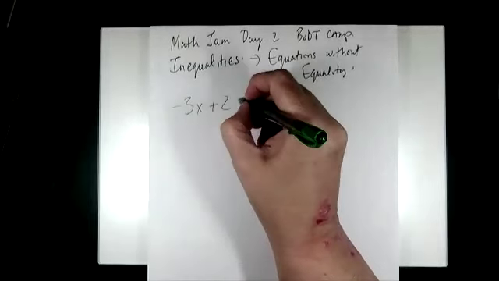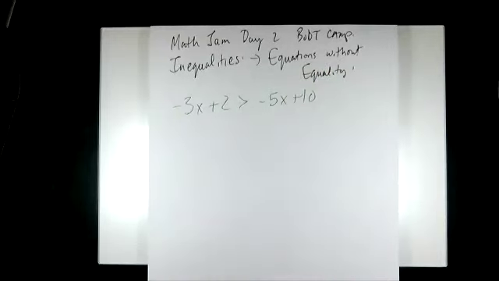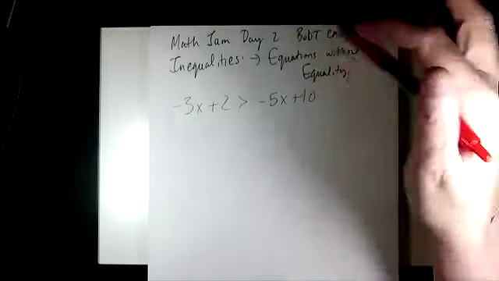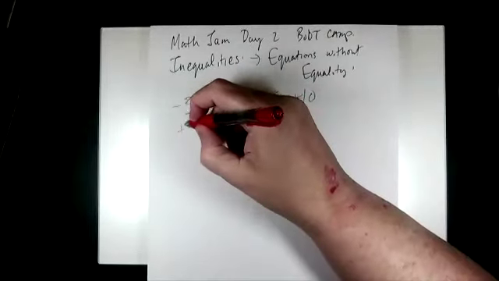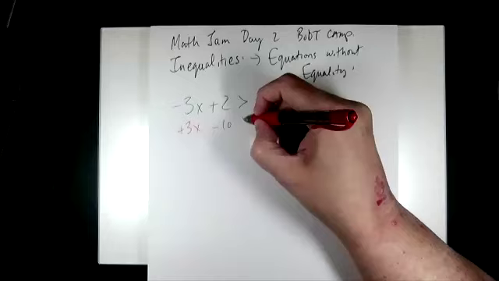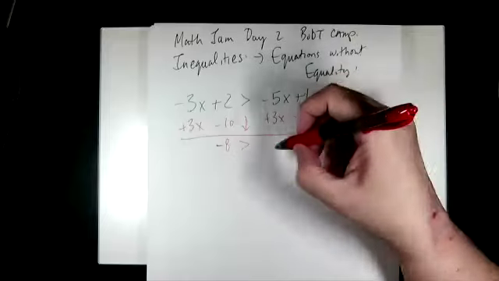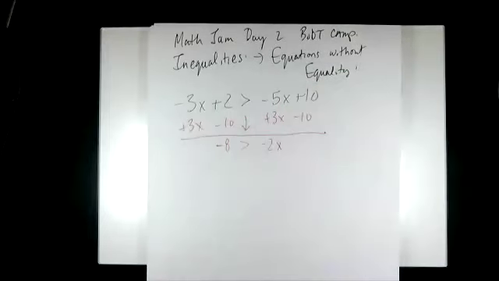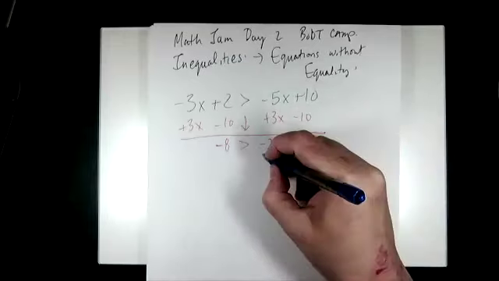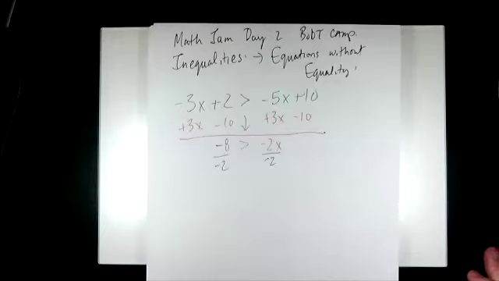Negative 3x plus 2 is greater than negative 5x plus 10. I'm deliberately going to move this in a direction that leaves me with a negative coefficient for a reason. It'll help illustrate things you need to remember. So I'm going to add 3x to both sides, and I will subtract 10 from both sides. And I have negative 8 is less than negative 2x.